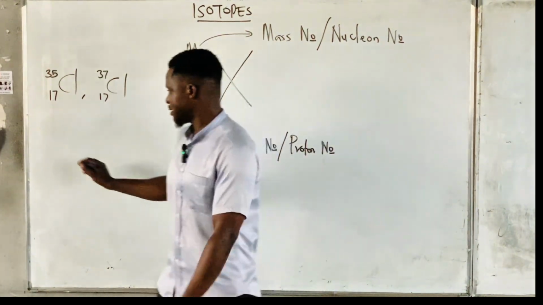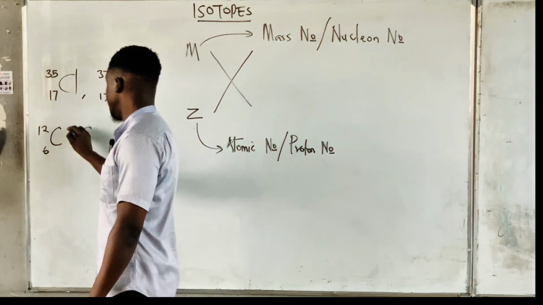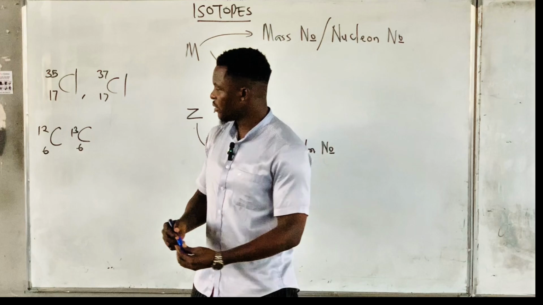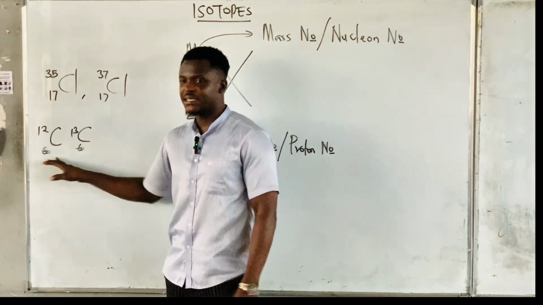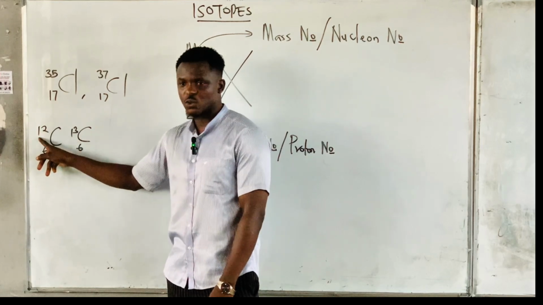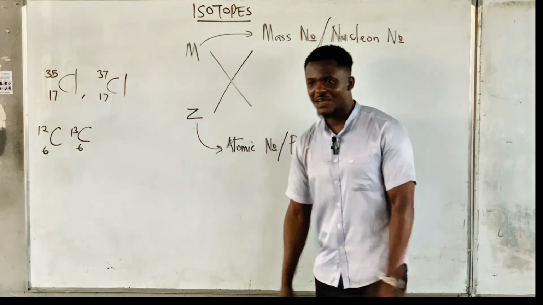We also have another example, carbon. We have carbon-12 and carbon-13. Both of them are isotopes: same atomic number, 6, different mass number, 12 and 13. But in exams, guess what? They will not ask you this kind of question.